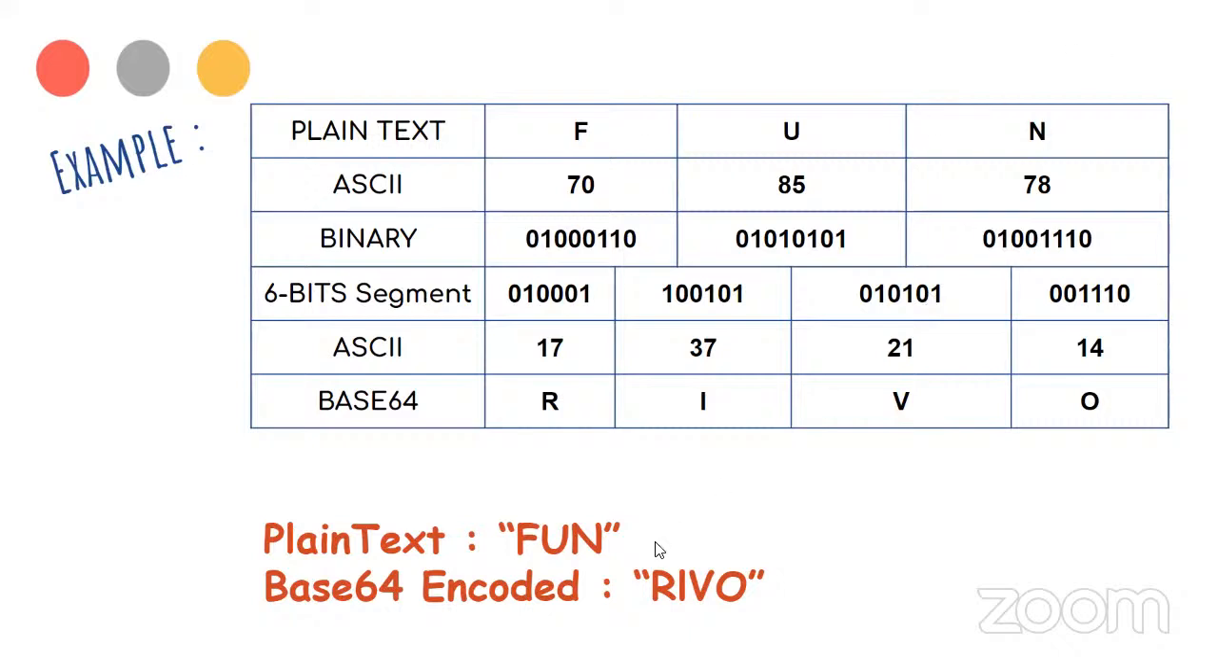So just take a look over here. The plain text was FUN, and the base 64 encoded text became RnVu. So that is how the base 64 encoding scheme works.